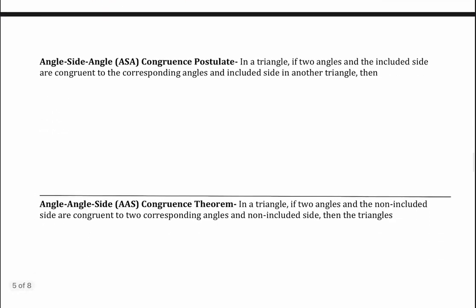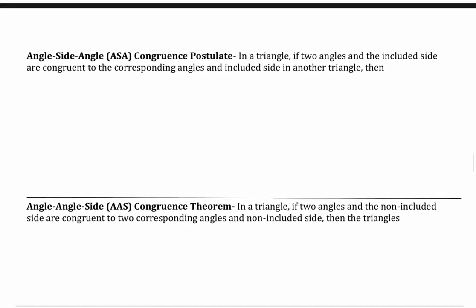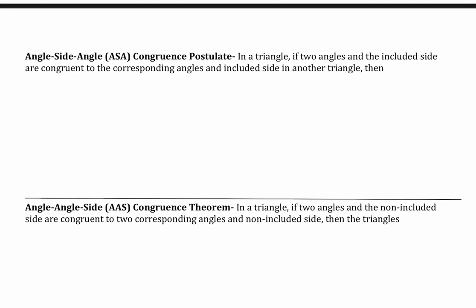Another shortcut that we have is angle, side, angle. Angle, side, angle congruence says that if we have a triangle, if two angles and their included side are congruent to the corresponding angles and included side in another triangle, then the triangles are congruent.